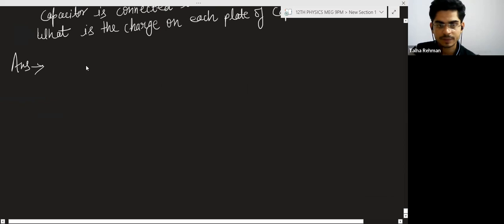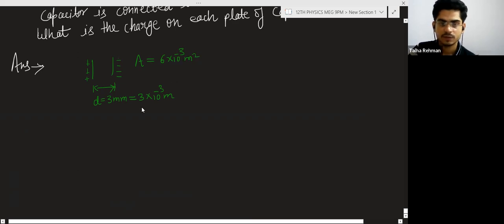Here is a parallel plate capacitor like this. Positive charge, positive charge, positive charge, negative charge, negative charge, negative charge, negative charge. And separation is 3 mm, means d is equal to 3 mm. First convert the mm into meter: 10 to the power minus 3 meter. And area of each plate is given as 6 into 10 to the power minus 3 meter square.